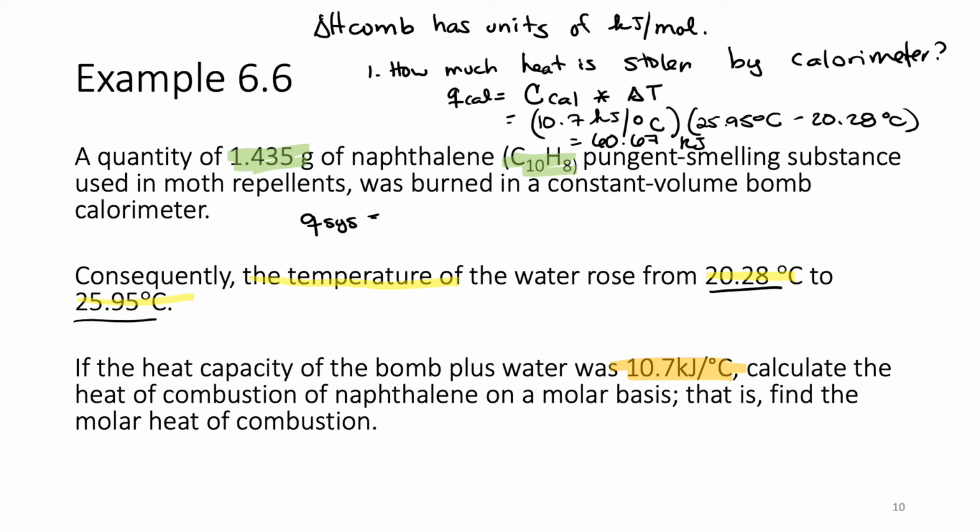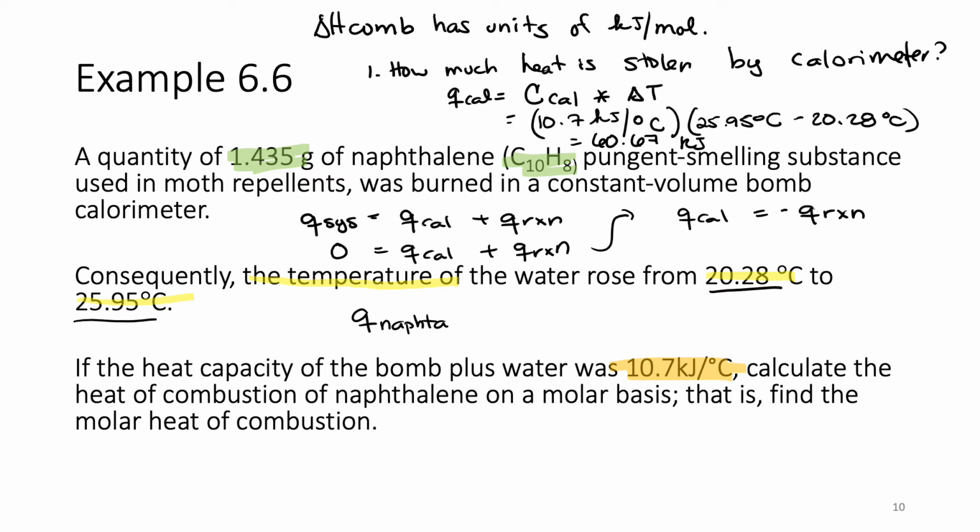Okay. Now I have that Q of system is going to equal my Q of cal plus my Q of reaction. And I know that Q of system is 0. What that tells me is that whatever my calorimeter gained came from my reaction. So that allows me to say that Q of cal equals minus Q of reaction. Now I have Q. So my Q of naphthalene, oh no, there's a TH missing. It's going to be 60.67 kilojoules.